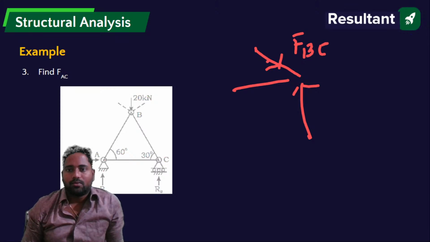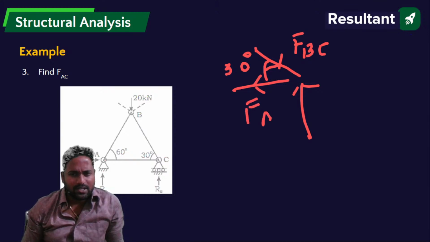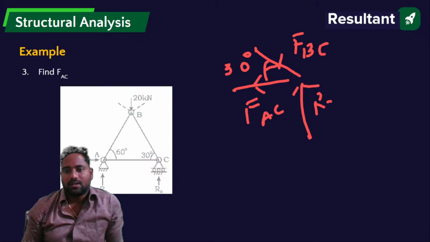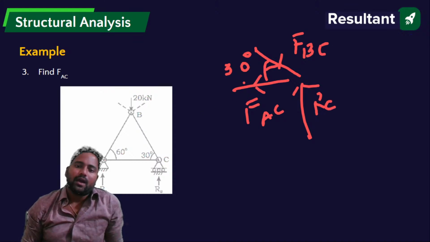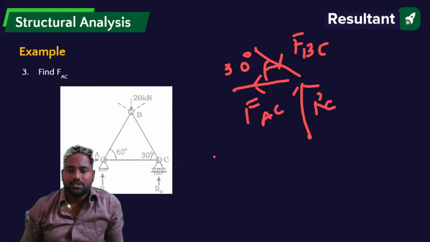Towards the joint, and this is how much? 30 degrees. And I'll assume this is away from the joint. This is just an assumption. If you get positive, it's fine. If you're getting negative, that means you have to change the direction. FAC, and this is reaction at C. I want to find out AC.